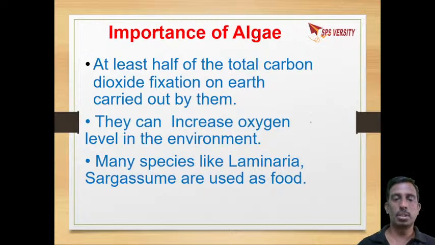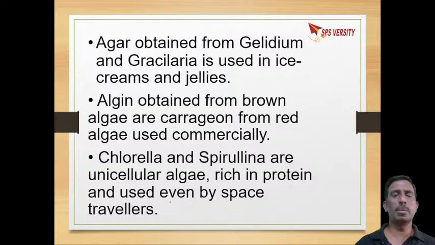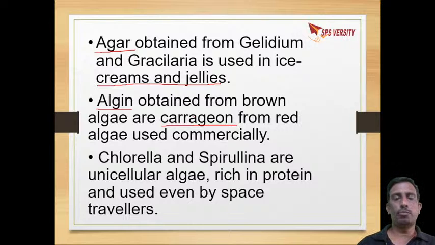Algae can be used as a food, like laminaria, which is used as a food. Laminaria, sargassum, which are used as a food. Even there are many commercial products which come from algae, like agar, which is extracted from gelidium and gracilaria, which is used to make creams and jellies. Algin, which is obtained from brown algae, and carrageenan, which is extracted from red algae. And there are some algae which are used as food by space travelers, that is chlorella and spirulina, which are rich in protein, and they are used as a food by space travelers.